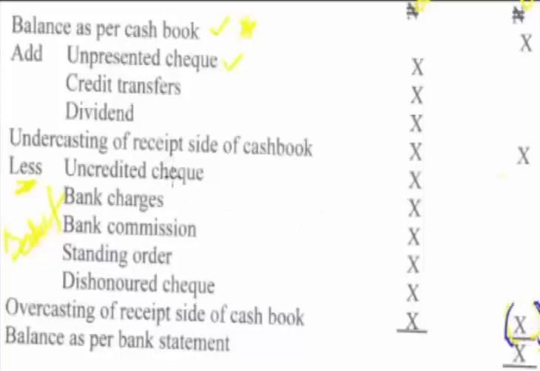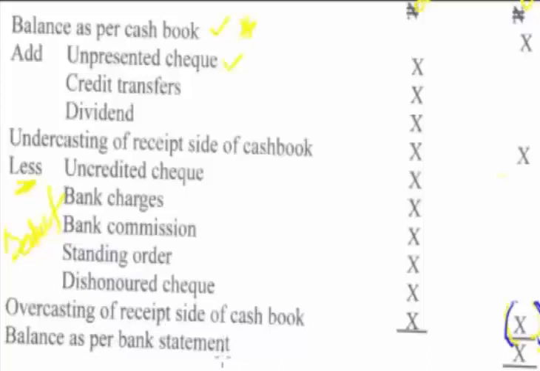So by the time we add up all the items that we are lessing, we are going to take them to the extreme column, and we are going to deduct it from the addition of your balance as per cash book and the total of all the things we are adding: our unpresented checks, credit transfers, dividend, undercasting of the receipt side of the cash book. The total we are going to add to balance as per cash book, we are going to deduct the summations of all the items we are meant to deduct. So the answer we are going to get is going to be called balance as per bank statement.